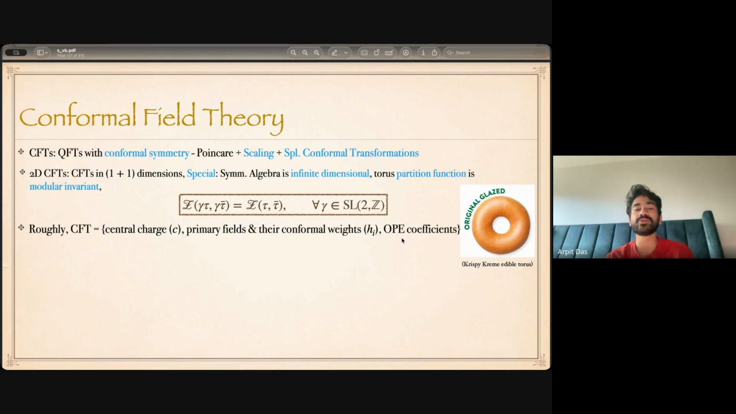So once you know the central charge, the eigenvalues of the scaling operators, and the OPE coefficients, then in some sense you have every information about the 2D CFT that you want. And hence these are called the CFT data.